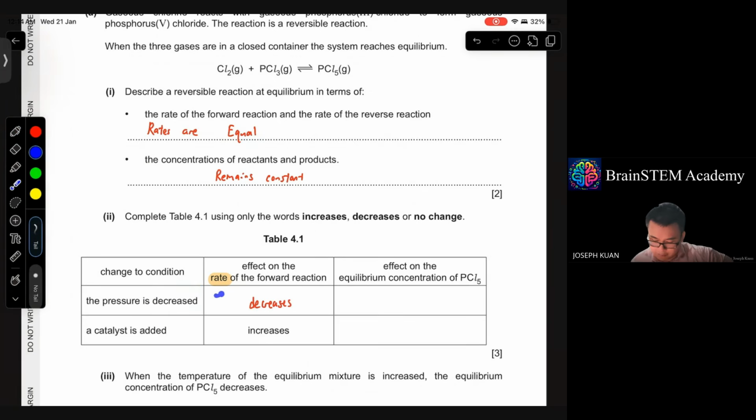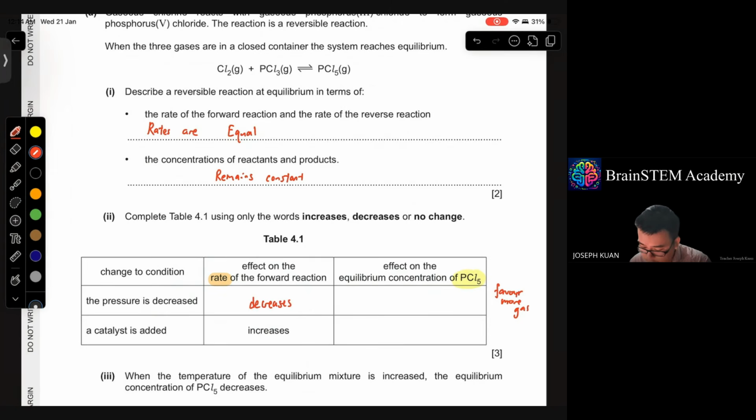When pressure decreases, there are fewer particles per unit volume, so they collide less frequently and the rate decreases. But equilibrium concentration is a different story. We have to think about equilibrium position shifting. If we decrease pressure, that should favor the side with more gas.